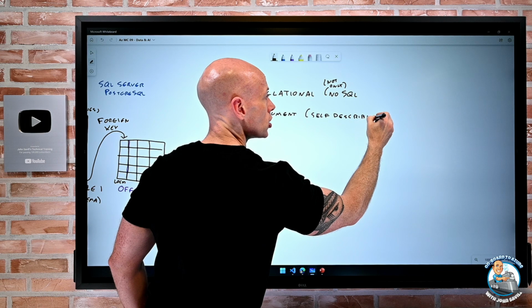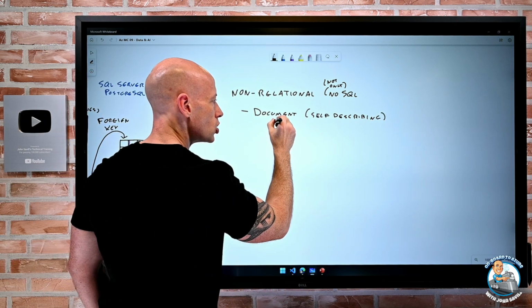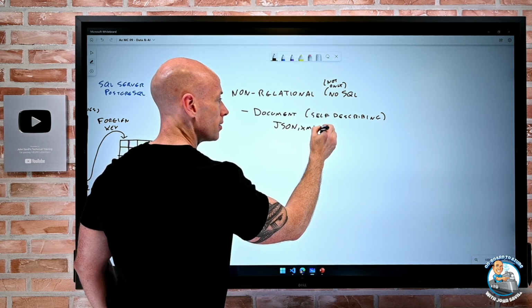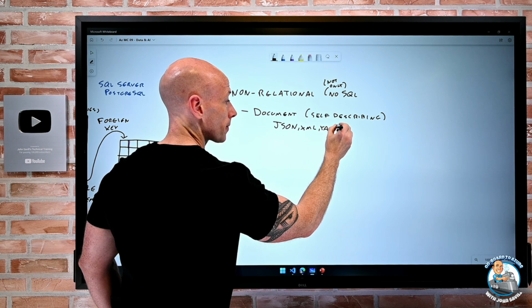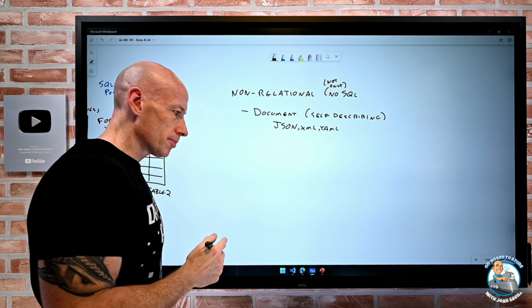I can look at a JSON document and I can tell what those elements are. So JSON is a very, very common example. It could be XML. Again, it could be YAML. But it's that idea that there's no fixed structure to it.